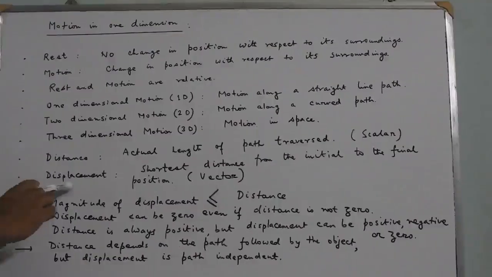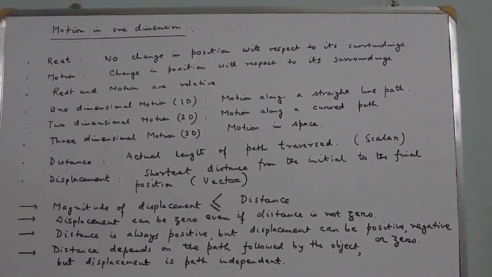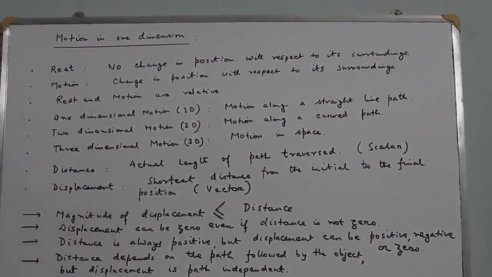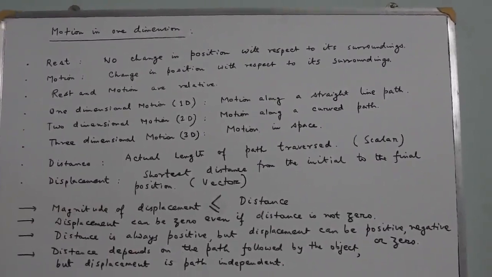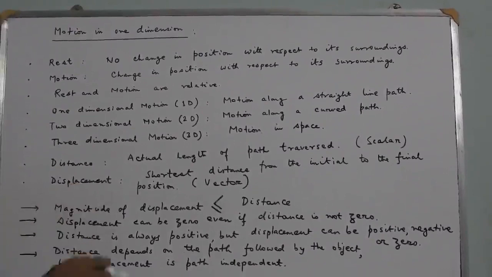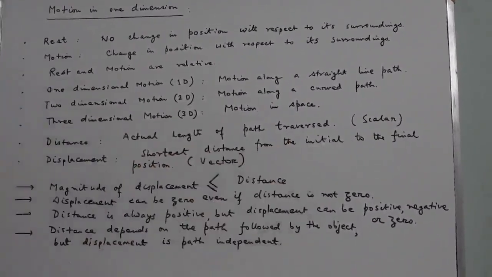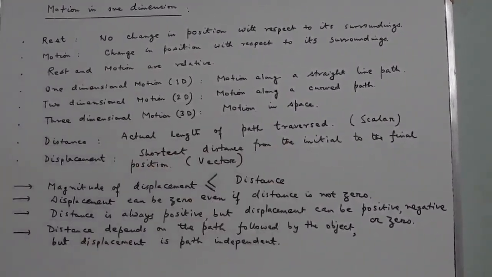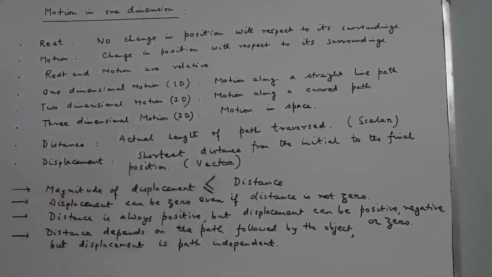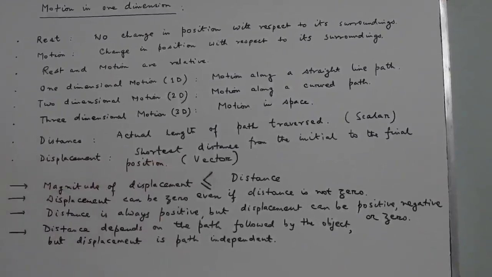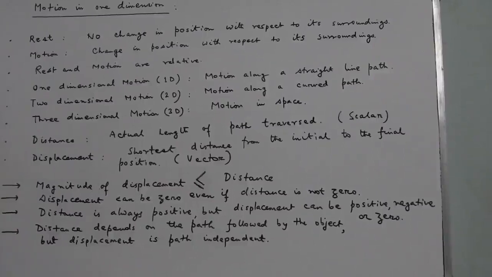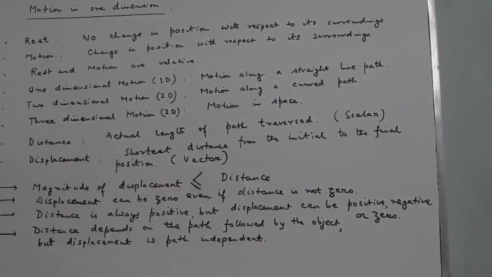Next, we have to realize what displacement is. Displacement is totally path independent. It does not depend on the path followed by the object when it moves from one position to another position. And so, displacement is nothing but the shortest distance from the initial to the final position. And it's a vector quantity. Vector quantities are those which have both magnitude and direction. So, whenever we represent displacement, along with its value, we have to indicate the proper direction, which is from the initial to the final position.